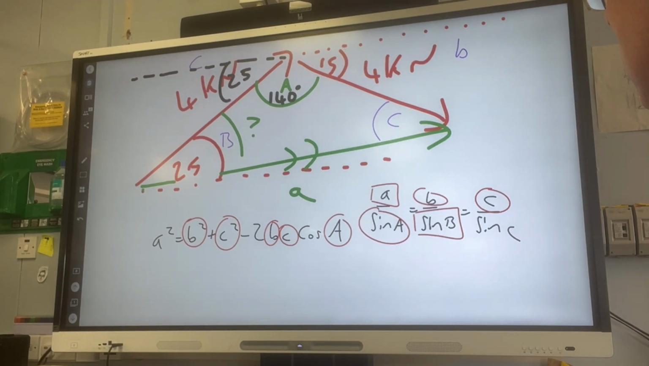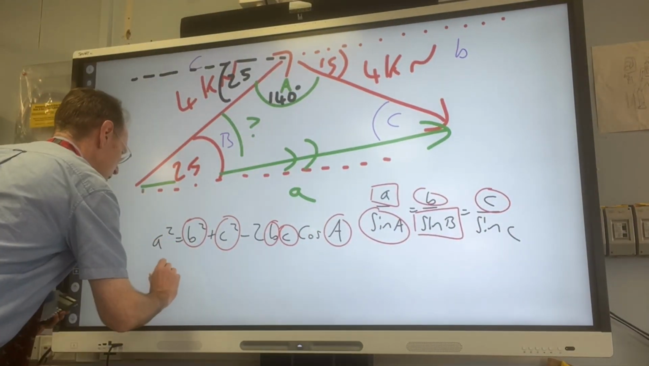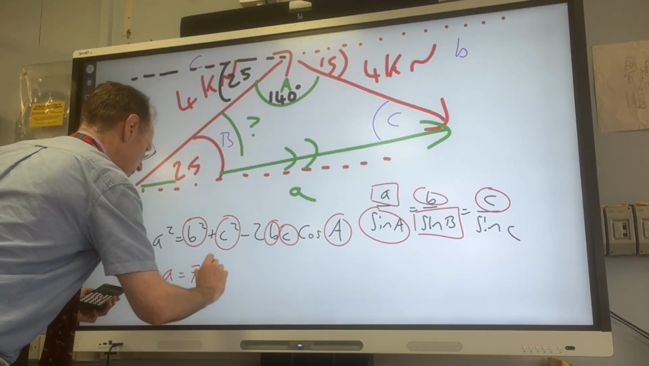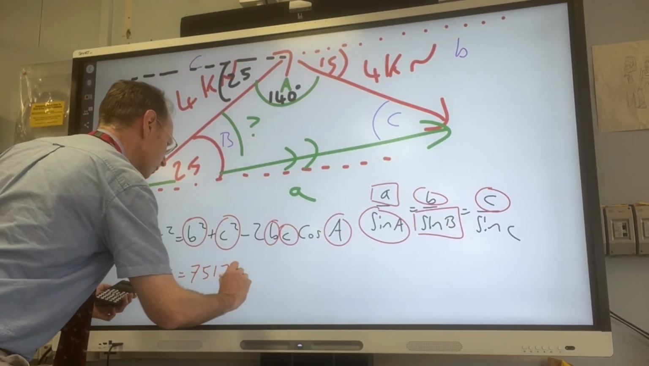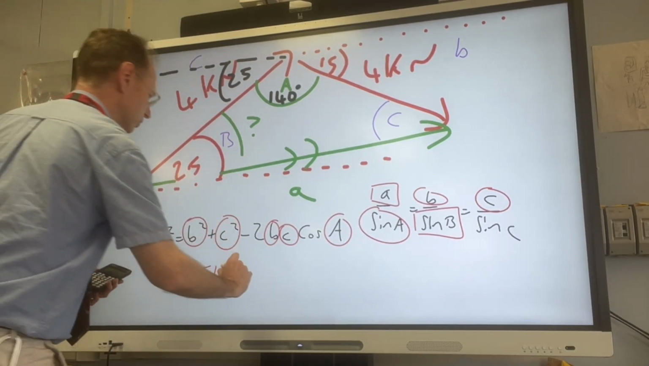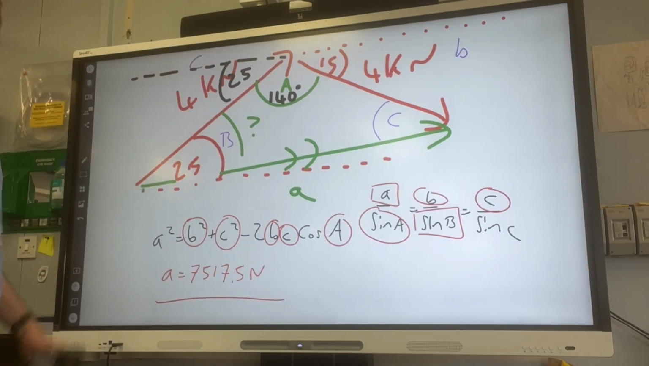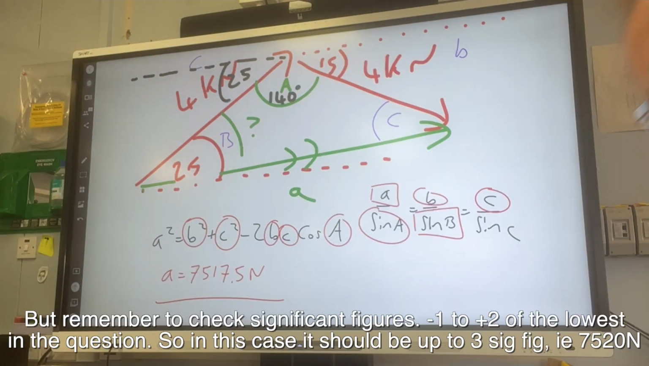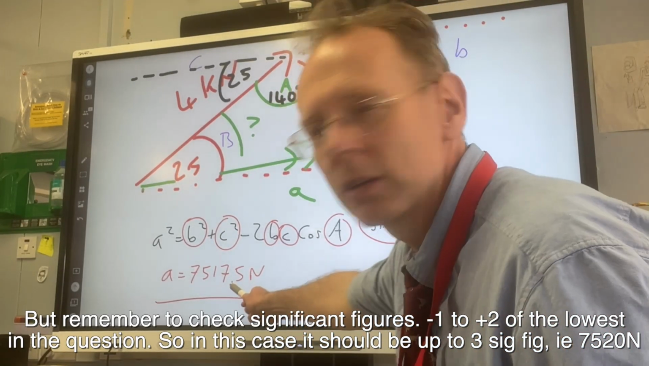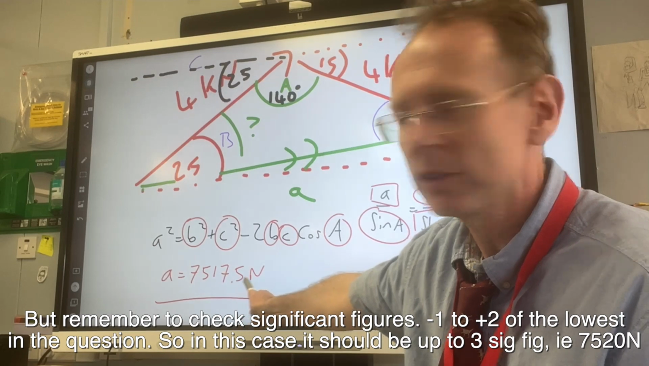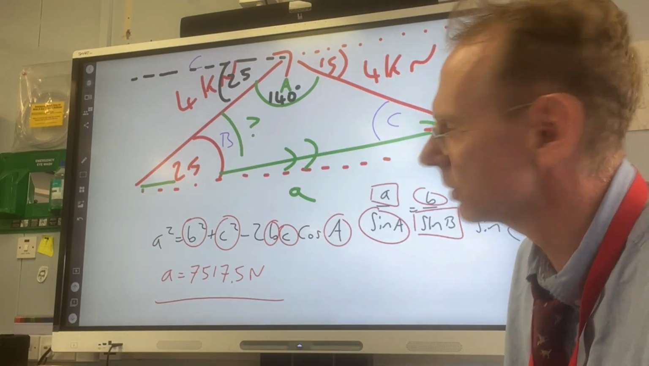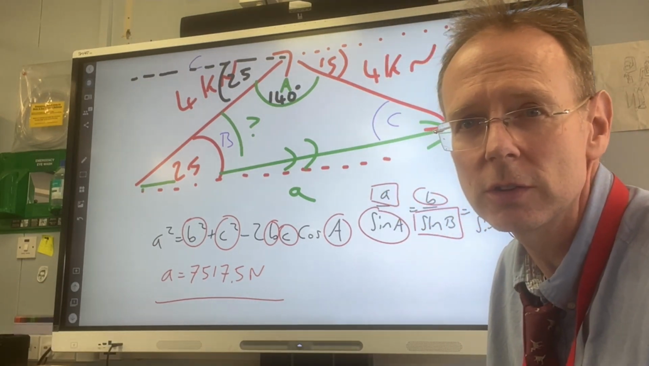7517.5 newtons. Okay, so that's the answer for number 1. That's the magnitude of the resultant. And that makes sense, doesn't it? It's going to be less than 4,000 plus 4,000.